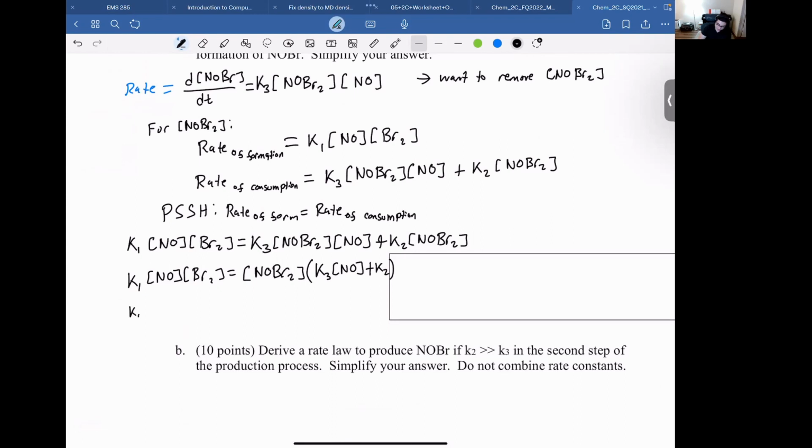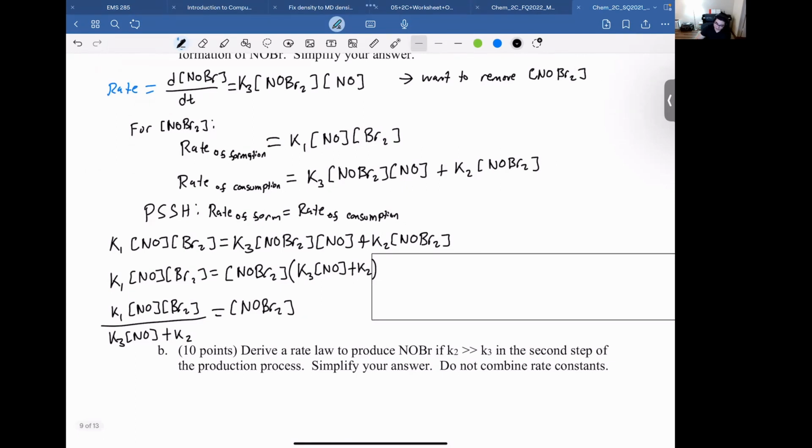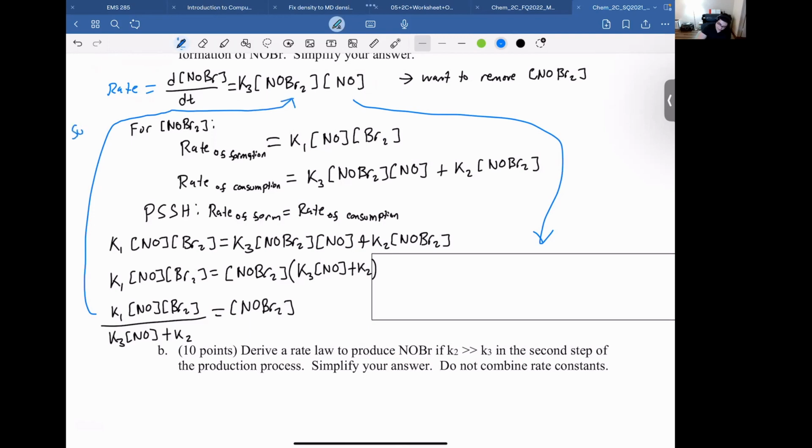And then I get K1 times NO Br2 divided by K3 times NO plus K2 is equal to NOBr2. And now I get to plug this back in. So substituting this in here is what I'm going to do. Right, I'm going to literally plug that in here. I'm going to substitute.